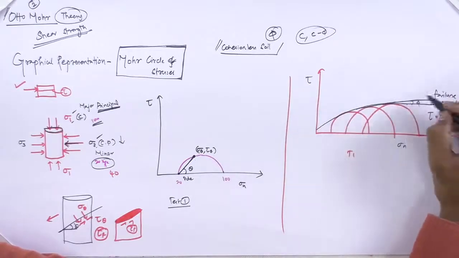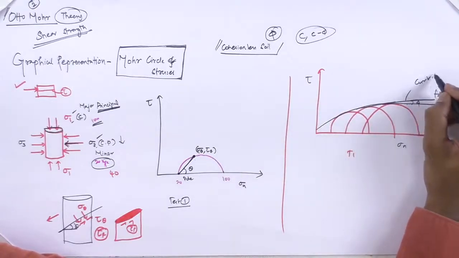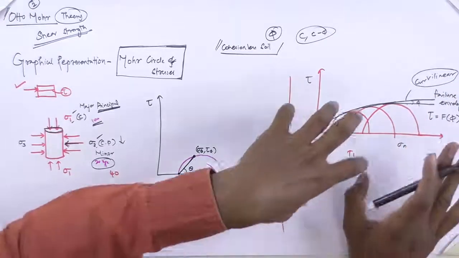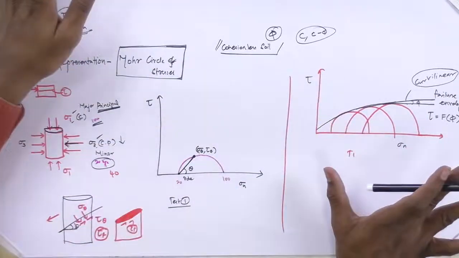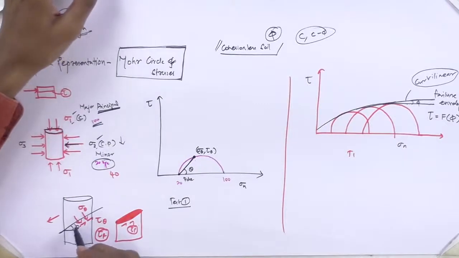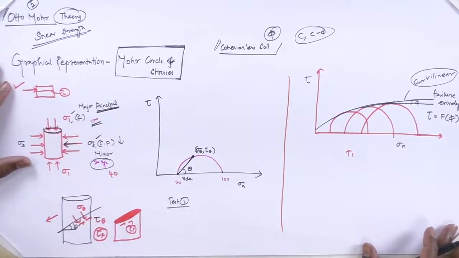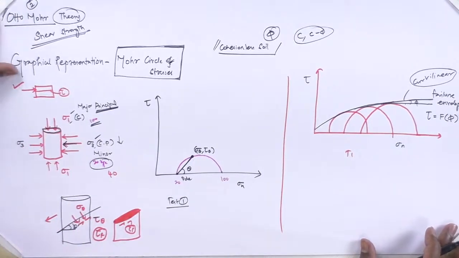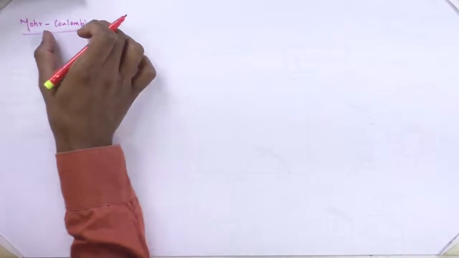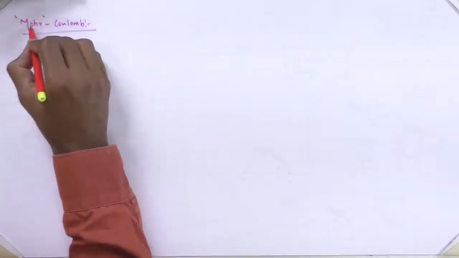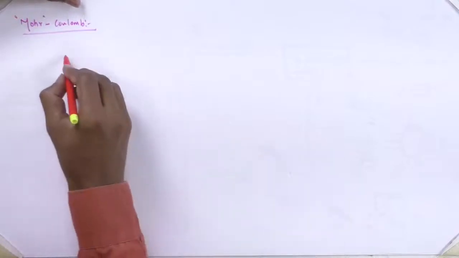He has considered this failure envelope as curvilinear, and he also doesn't explain which failure plane is going to fail. So that is also a lagging part of his work. Then Mohr has connected with Coulomb's theory.